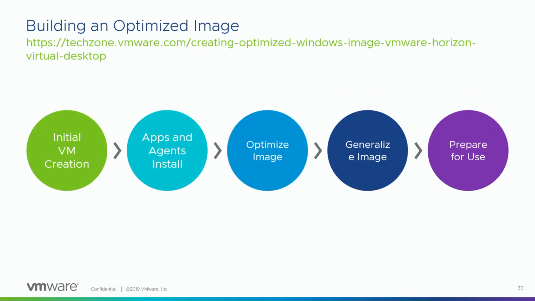There is a 5-step process for building an optimized image. We start with our VM creation and Windows installation. We move on to apps and agents installation. Once we have all our apps, our agents, everything else we need installed, we can go through and run the optimization tool to optimize it. We can then generalize the image, which is basically running sysprep. And then once we run sysprep and use that to copy our profile over, we can then prepare that image for first use by finalizing it and doing some cleanup.